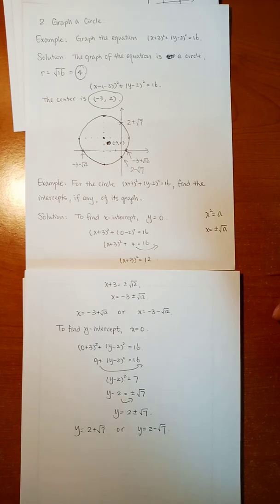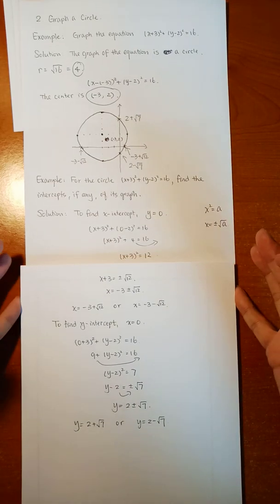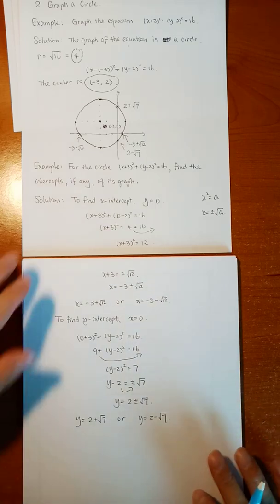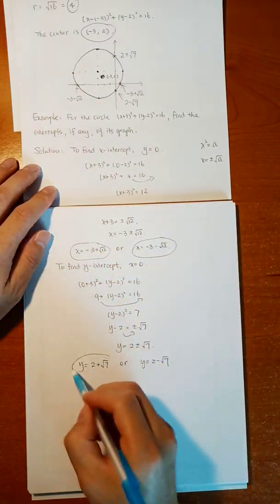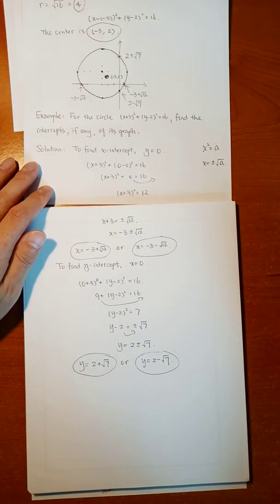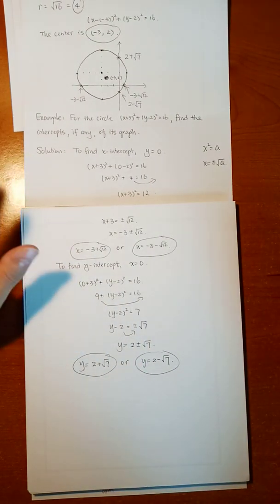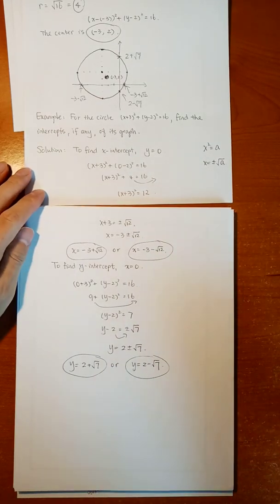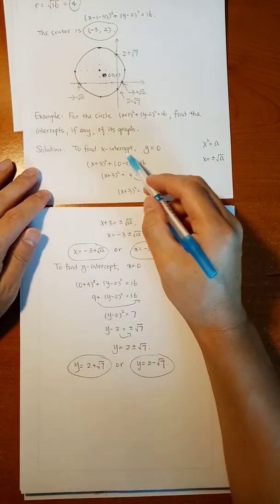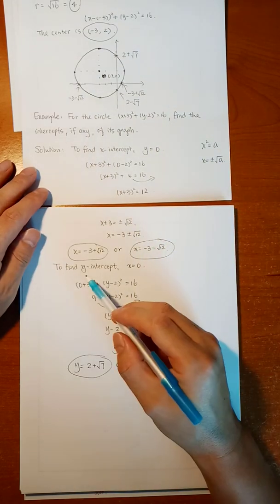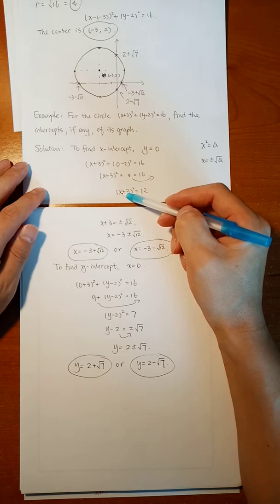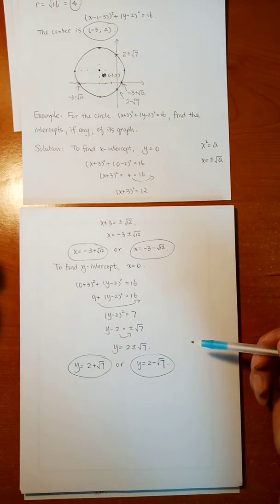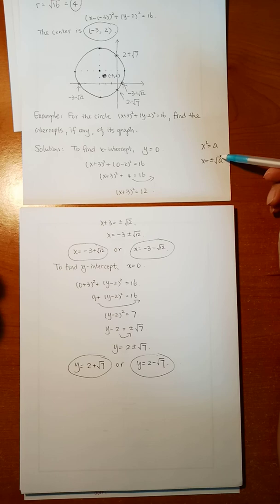And that includes all intercepts, x-intercepts and y-intercepts. So again, to find the x-intercept, you set y equal to 0. To find the y-intercept, you set x equal to 0. And then try to solve, either for x or for y. And here, when you have x squared equal to a, x is plus or minus the square root of a.